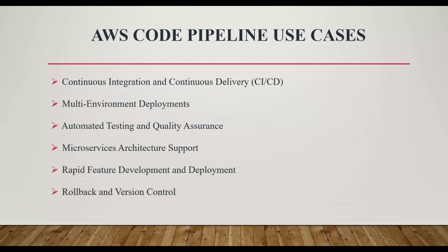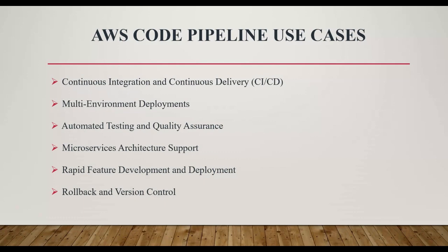The next is rapid feature development and deployment. CodePipeline allows teams to deploy new features and fixes quickly without manual intervention. This is very valuable for teams adopting agile methodologies and aiming to provide frequent feature updates.